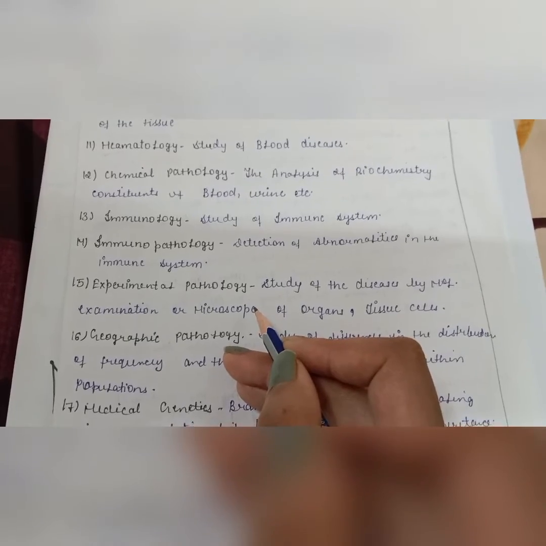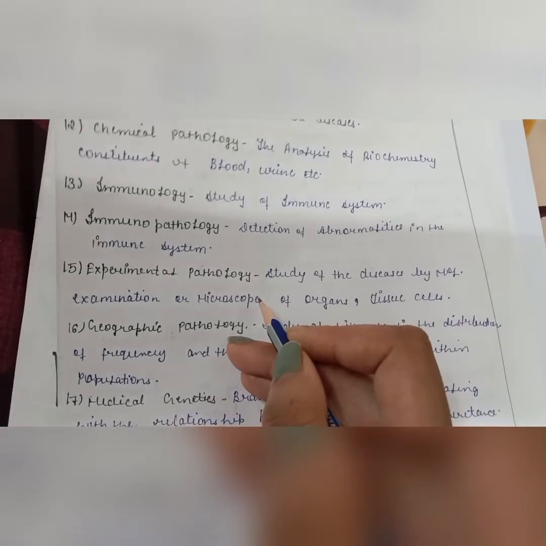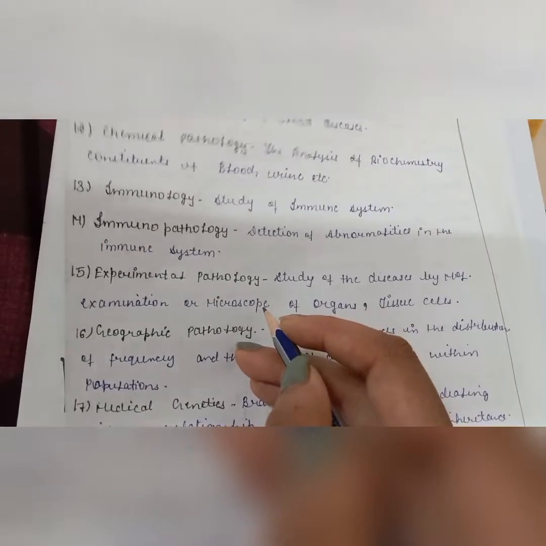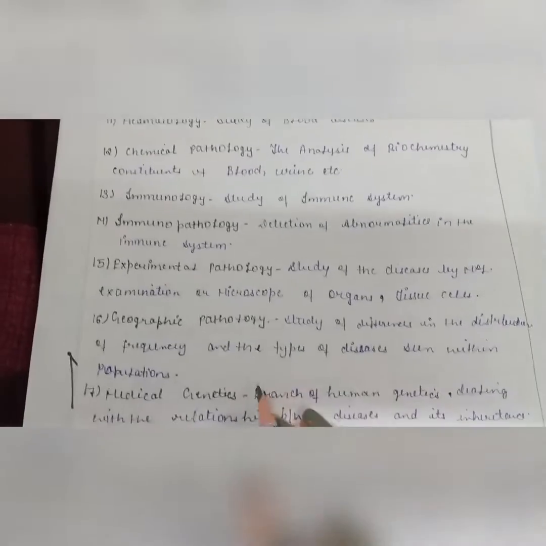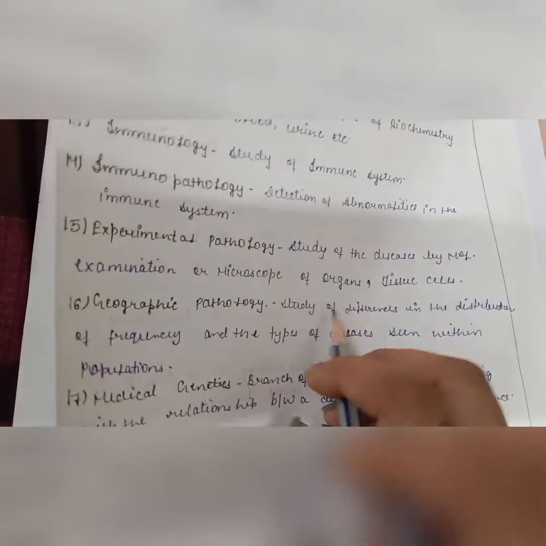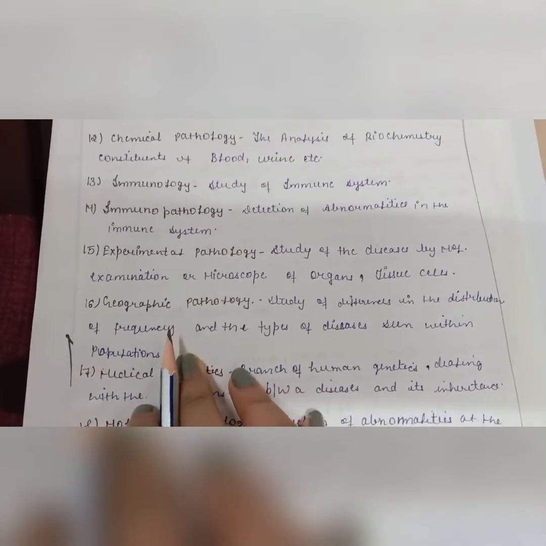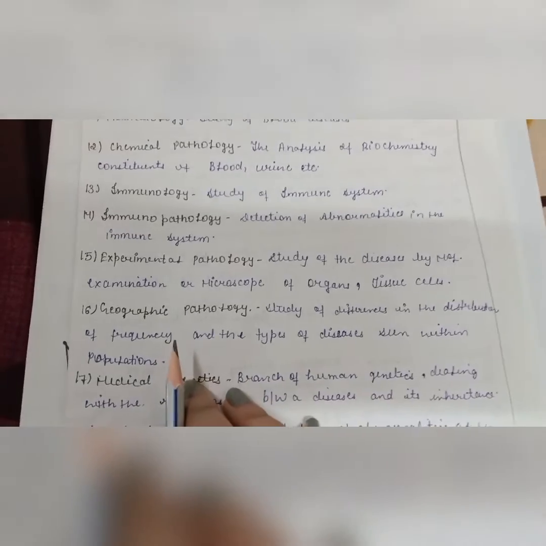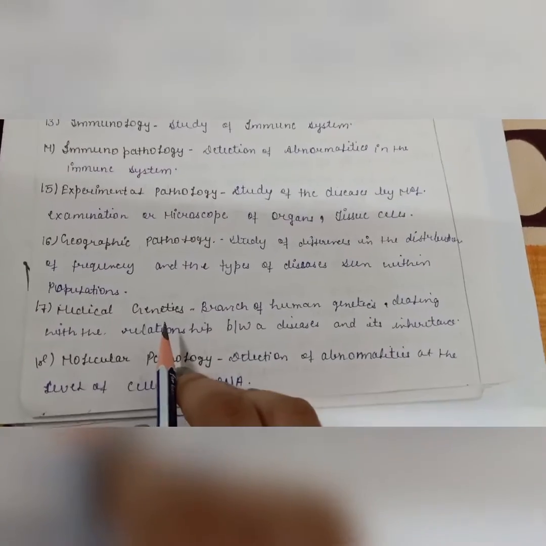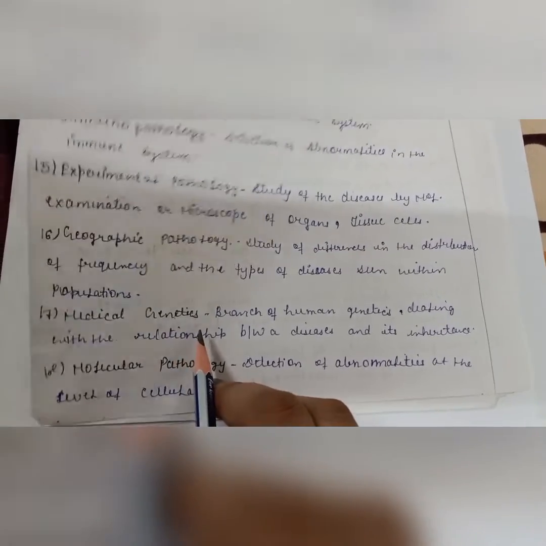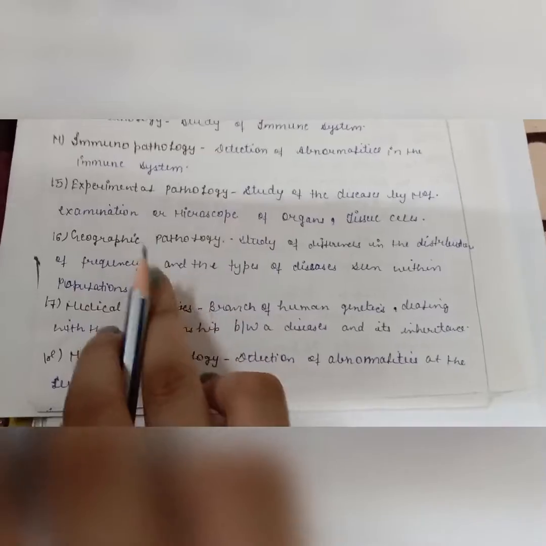Next one is experimental pathology, the determination of any disease with the help of experiments. Next is geographic pathology, the study of the differences in the distribution, frequency and type of disease within the population. Next is medical genetics, the branch of human genetics that deals with the relationship between disease and inheritance.